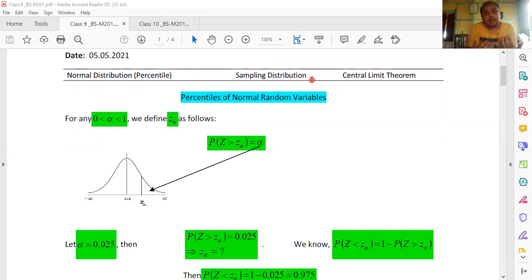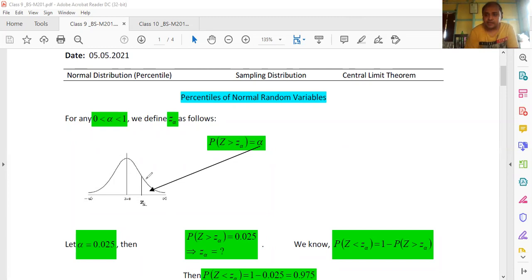Now, there are two types of probability which we can consider. One probability is when we consider a number z alpha without any loss of generality. If we consider the z alpha to be positive, then we can consider the region to the right of z alpha and the region to the left of z alpha. Now, which I didn't mention in the morning session is this.